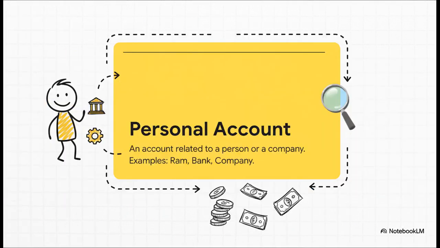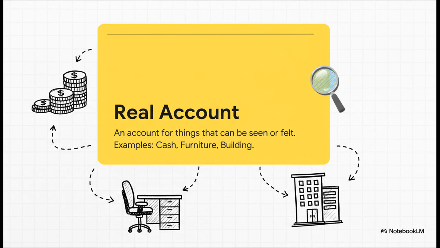Okay, first up is the personal account. And this one is super easy because it's exactly what it sounds like. It has to do with any person, any company, any institution. So if you see a transaction involving a specific name, like Ram, or a business, like your bank, boom, that's a personal account. Next, we've got the real account. The key word here is real, as in stuff you can actually see and touch. This is for all the physical assets a business owns. We're talking about actual cash, the desk and chair in your office, the building itself. If you can kick it, it's probably a real account.